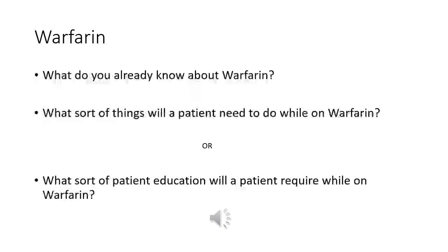Try to remind yourself, if you don't know it, look it up. But just familiarize yourself with what are all of those things that we need to be aware of if our patient's on warfarin, and what do we need to teach our patient if they're on warfarin.